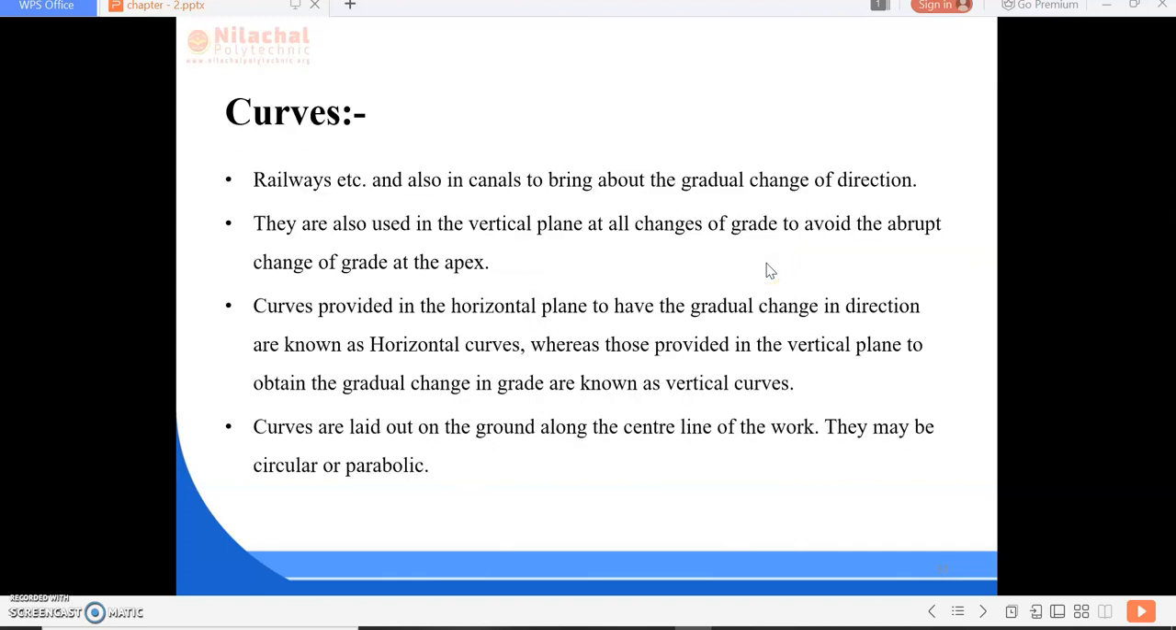Curves are used in highways, railways, etc., and also in canals to bring about the gradual change of direction. They are also used in the vertical plane at all changes of grade to avoid abrupt change of grade. So in order to achieve a gradual change of direction at the intersection of a straight alignment either in horizontal or vertical plane, curves are provided. The curves are provided due to following reasons: due to topography of the area, to provide highway facilities to a particular locality, for avoiding existing religious, monumental and other valuable property, for making use of the existing right of way.